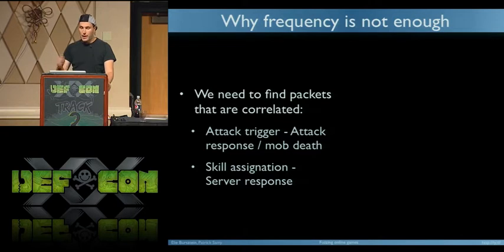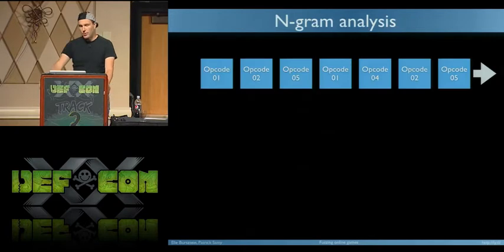For instance, when you have an attack trigger, you want to know what the response from the server is for that, or when you assign a new skill, what you really want to know is, what is the server sending back to me and how can I play with that. So to do that, you do something fairly standard, which is called n-gram analysis. It's a big word, and I'm going to show you bigram, for something that simple.